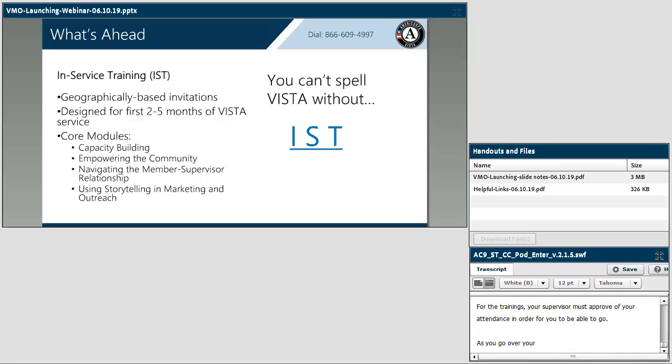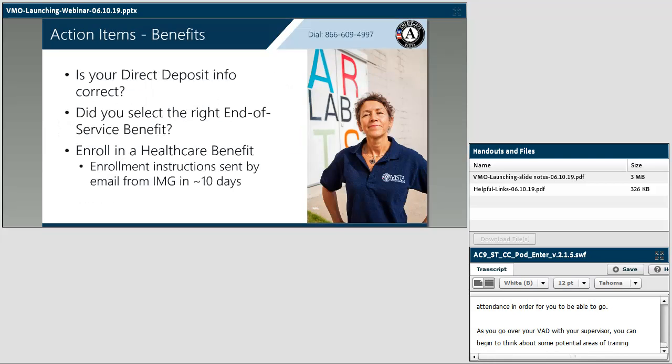So as you go over your VAD with your supervisor and undertake initial activities, you can really begin to think about some potential areas of training that you might need that IST would benefit from.